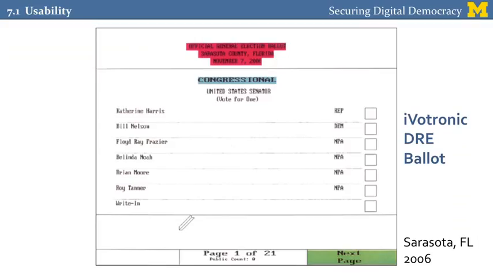We've seen examples of this kind of usability problem with DRE electronic voting machines as well. I'm going to show you this example. This comes from Sarasota, Florida in the 2006 election. The Sarasota ballots had a multiple page design, as in the Diebold DREs we saw in previous lectures, and voters would vote by touching square-shaped targets on the screen for each page. So I'm going to flip through a couple of pages of this ballot now, and I want you to pay close attention, and then I'm going to ask you a question about them.